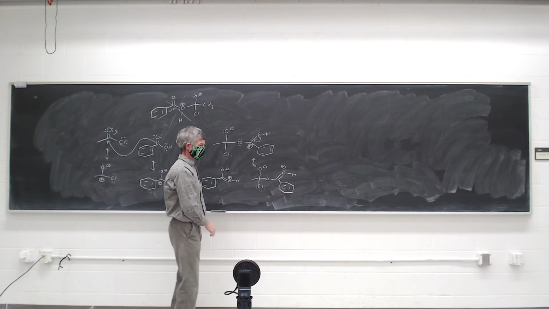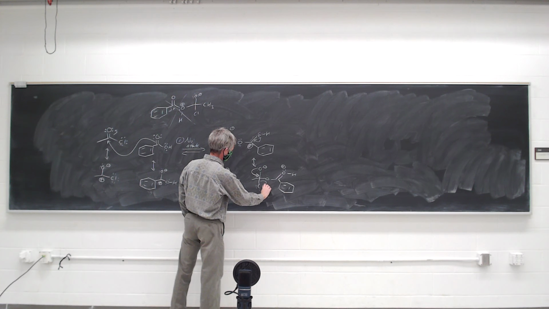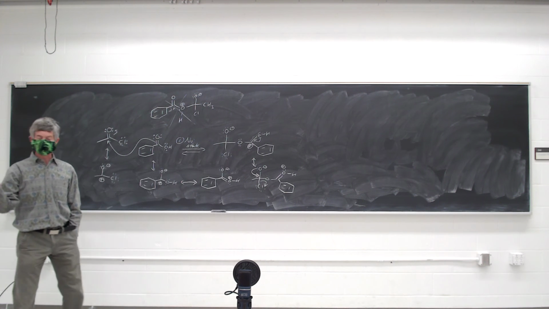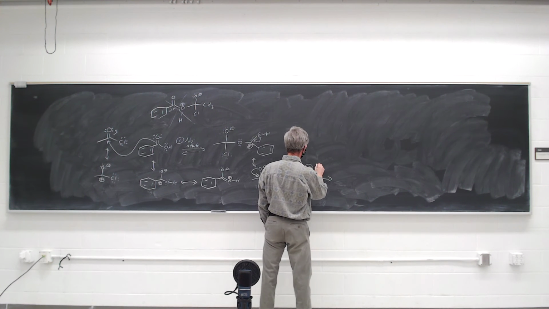I would bring down the electrons on that to form a double bond and get the chloride to leave. Loss of leaving group. Because the first step is nucleophilic attack, and the second step is always loss of leaving group.